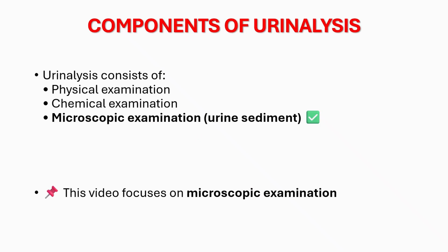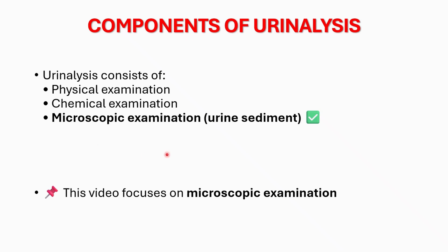Components of urinalysis. Urinalysis is a comprehensive diagnostic test that provides valuable information about urinary and systemic health in animals. It consists of three main components. The first one is physical examination, which includes assessment of the urine color, clarity, volume, and its specific gravity. The second component is the chemical examination, performed using dipstick analysis to evaluate parameters such as pH, protein, glucose, ketones, bilirubin, and blood. And the third and most informative component is the microscopic examination, also known as urine sediment analysis.